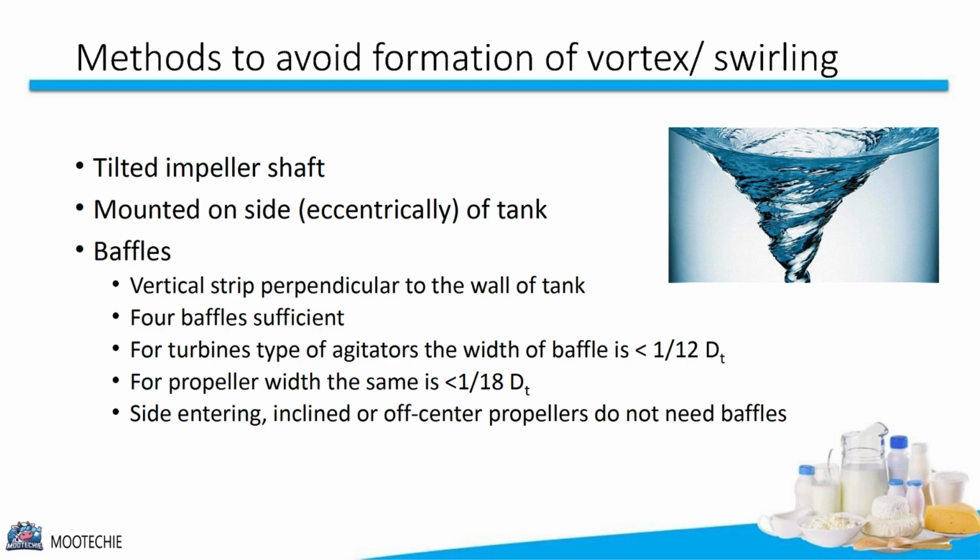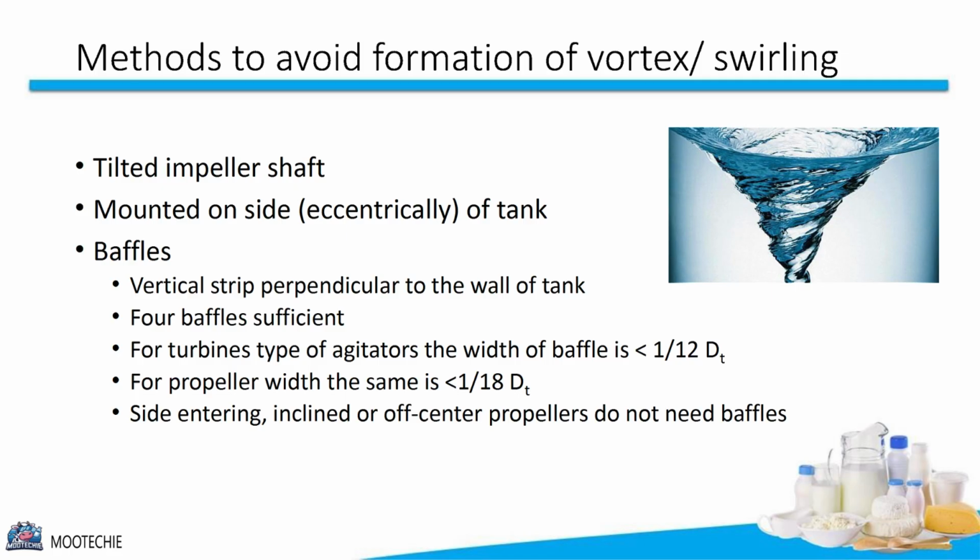One method is to use a tilted impeller shaft. Another is to mount the agitator eccentrically, meaning on the side of the tank rather than directly in the center. The most common method is to use baffles. Baffles are vertical strips placed perpendicular to the wall of the tank. Usually 4 baffles are sufficient.